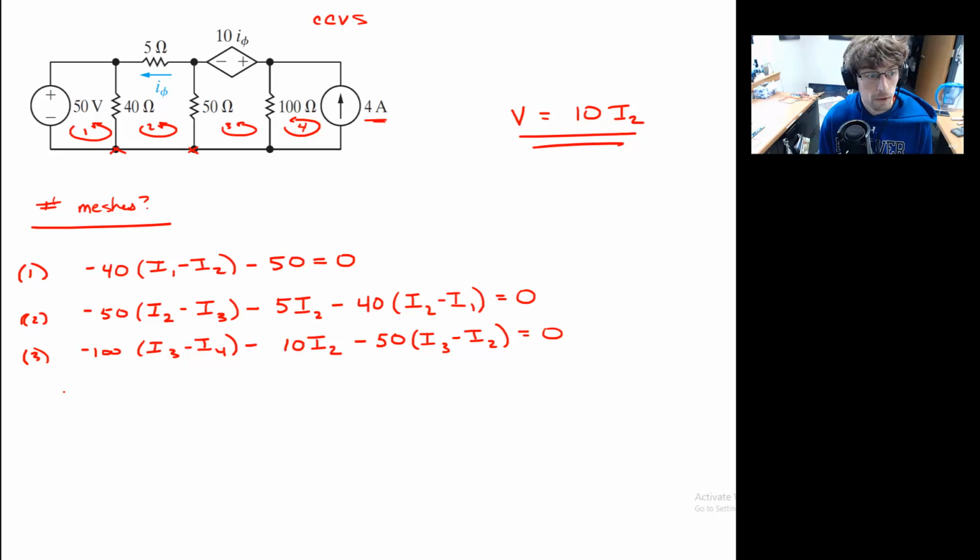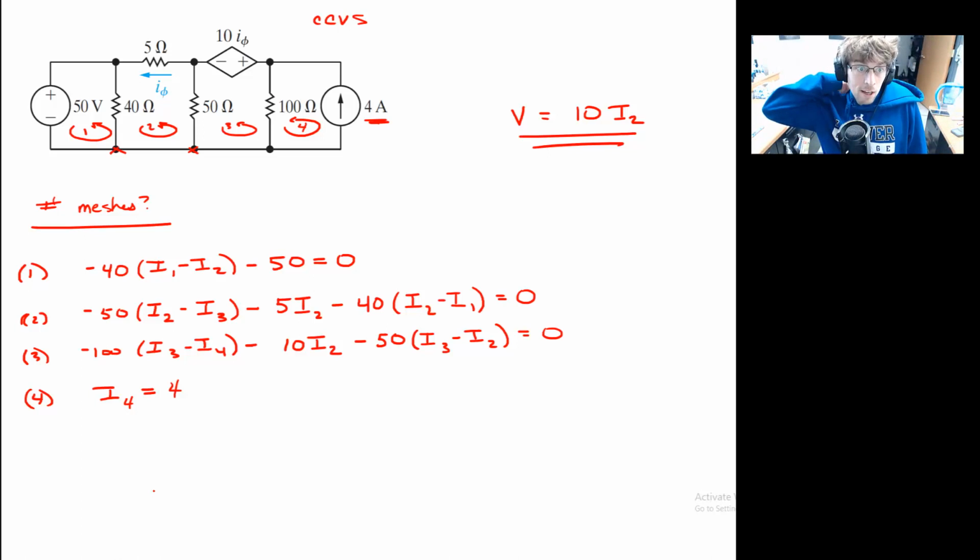The advantage for the 4th loop is that because it contains this current supply and it's not on a shared edge, we can immediately write that I4 is equal to 4 amps. Now we have our system of equations. We can now determine the current in each of those meshes.